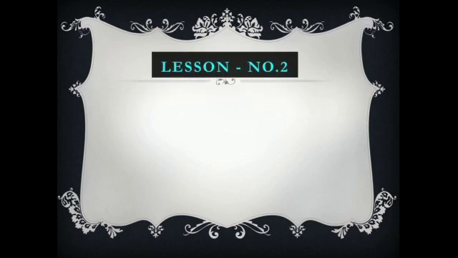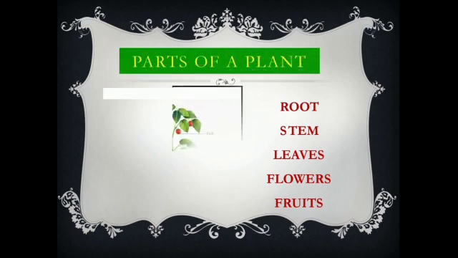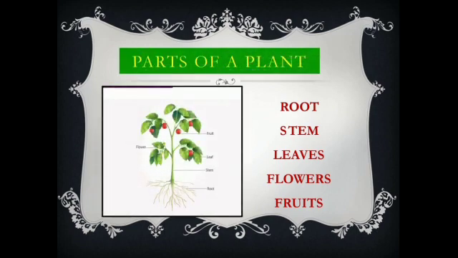Let us continue with lesson number 2, the plant's structure and function. Before we begin with our lesson, let us recollect what are the various parts of a plant. Root, stem, leaves, flowers and fruits are the various parts of a plant. In the previous section, we have learned about root and stem in detail. Now, we will study about leaf, flowers and fruits.